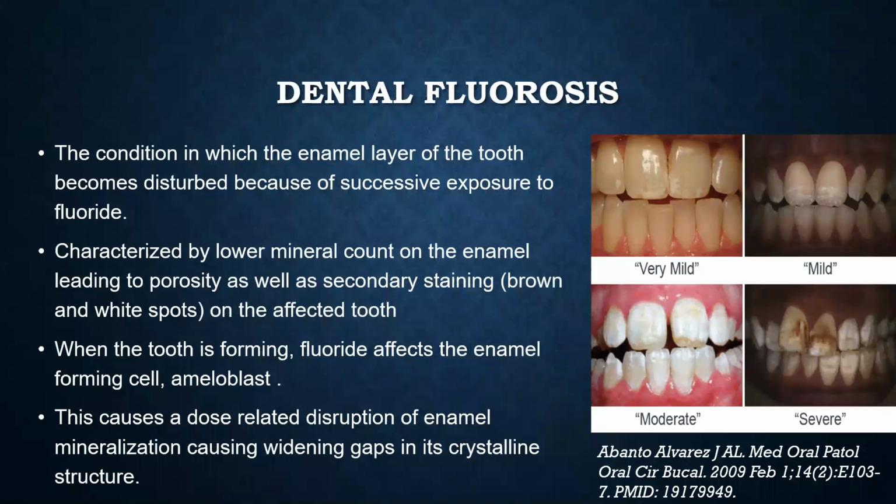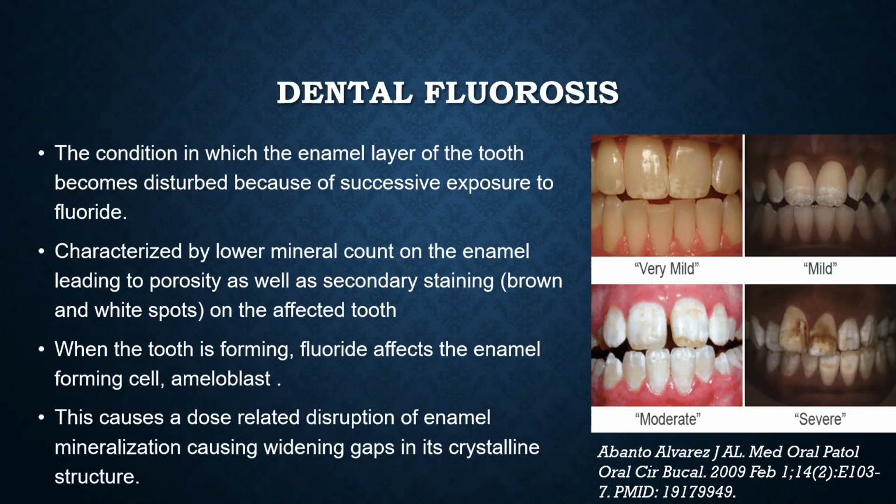To begin, dental fluorosis is the condition in which the enamel layer of the tooth becomes disturbed because of successive exposure to fluoride. It is characterized by lower mineral count on the enamel, leading to porosity as well as secondary staining on the affected tooth. To the left, we can observe the different categories in dental fluorosis. It can range from very mild to severe. What we can observe, however, is the porosity that also occurs on the tooth.